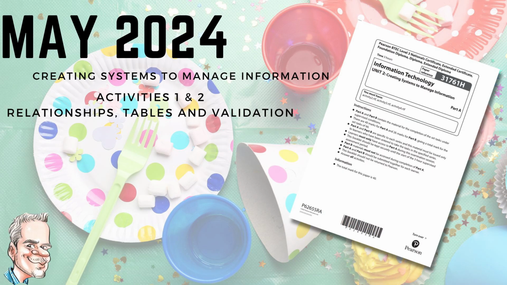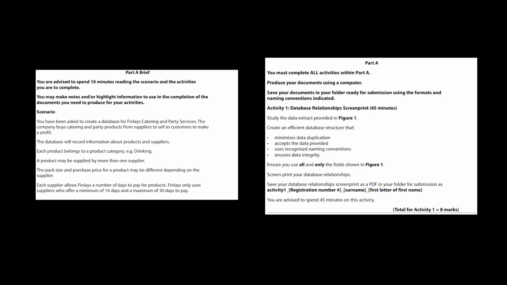And in this video we're going to be looking at the activities 1 and 2 of the May-June 2024 exam paper. So the first area that we're going to need to make sure that we look at and understand fully is the first part of the exam paper itself, where we outline a scenario. Now, in the scenario, you may find that there are nuggets of information that will support you later in the structure creation of your database tables.